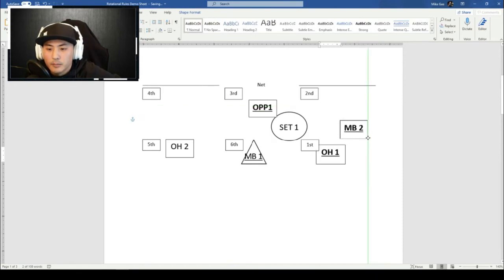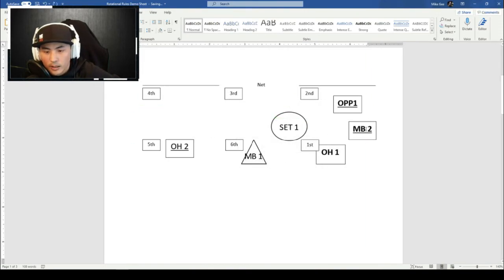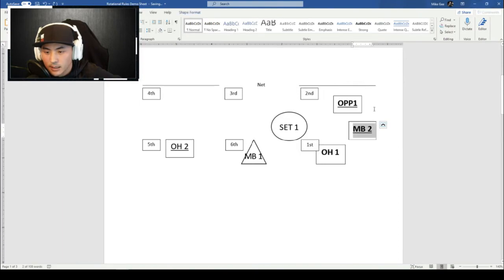This player can come back here a little bit, which is pretty common and typical. If we want our opposite to attack on the right side first, again, she's the front row monkey. So we just need to make sure that she is in between the right up next player, MB2, and the OH2. The underlined players are front row players.